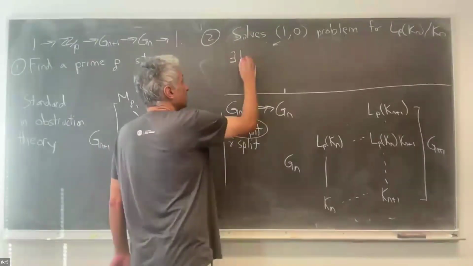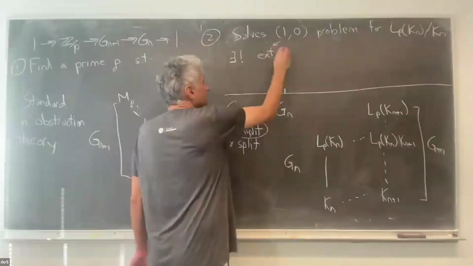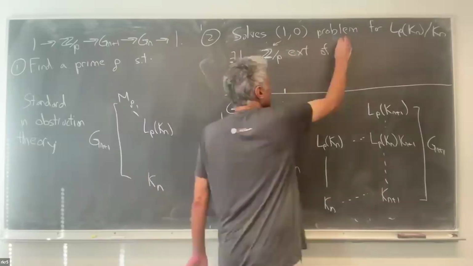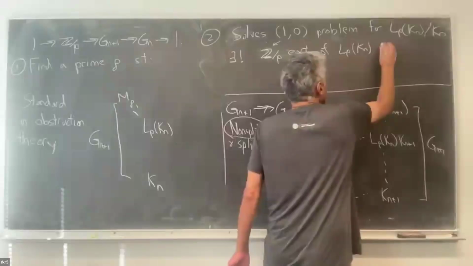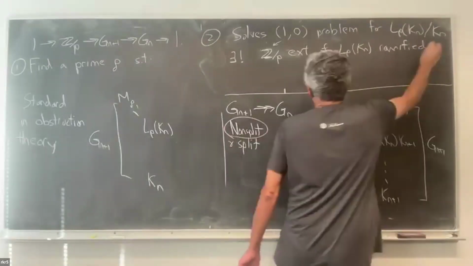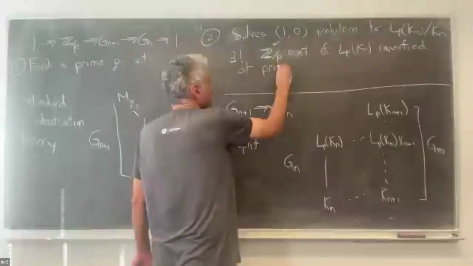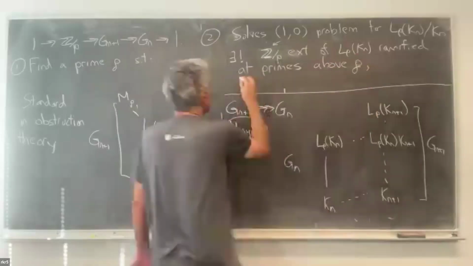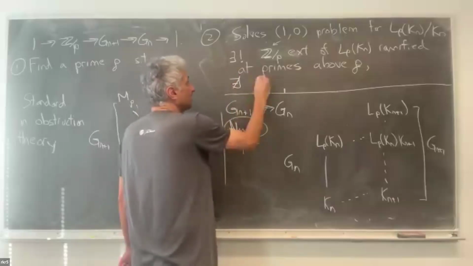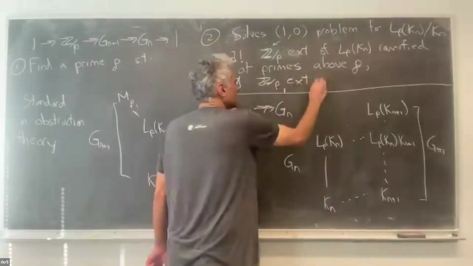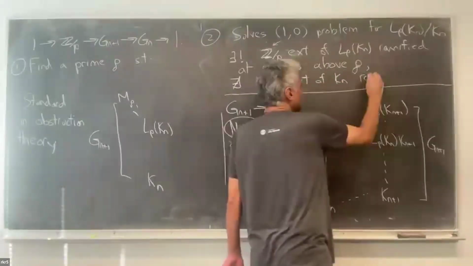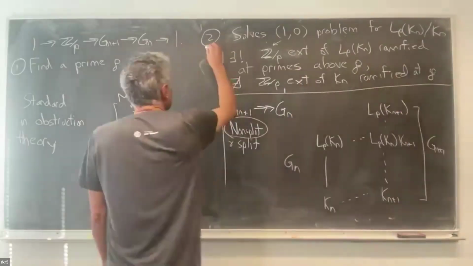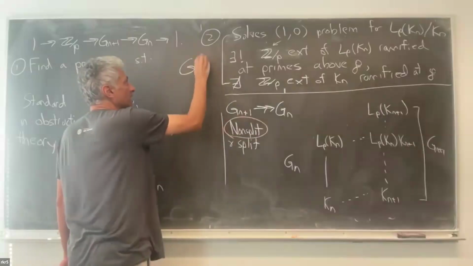There exists a unique Z mod P extension of Kn ramified at primes above P. That's mathfrak P. And there does not exist a Z mod P extension of Kn ramified at P. Both of these are Grunwald-Wang.